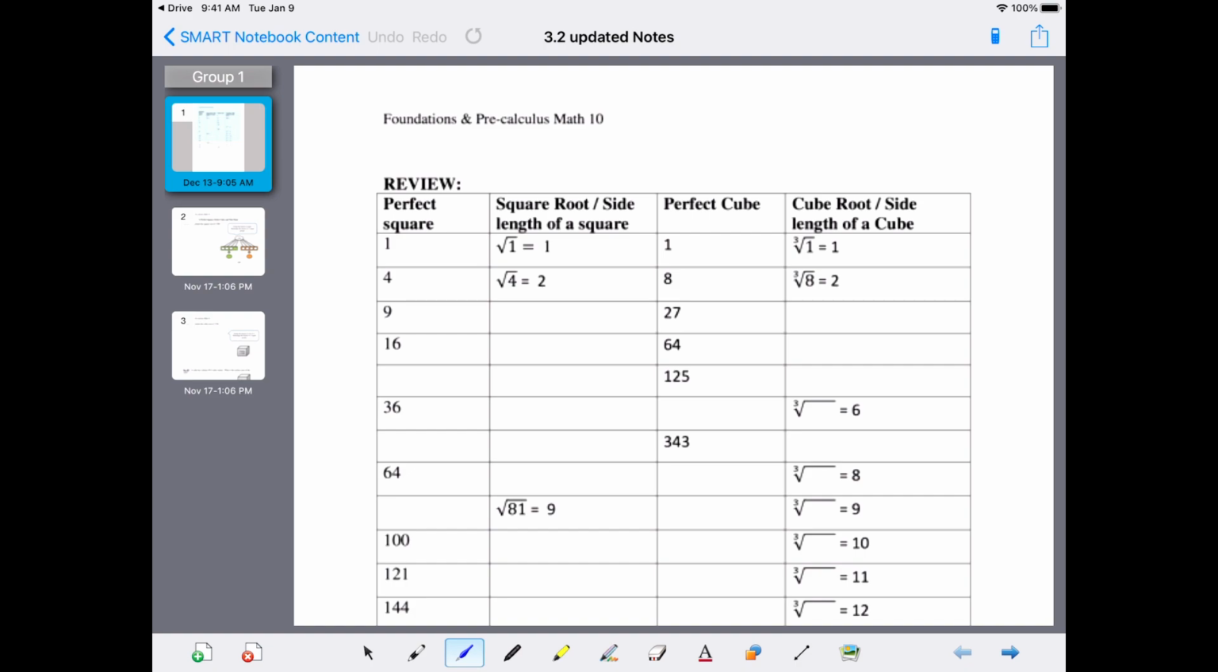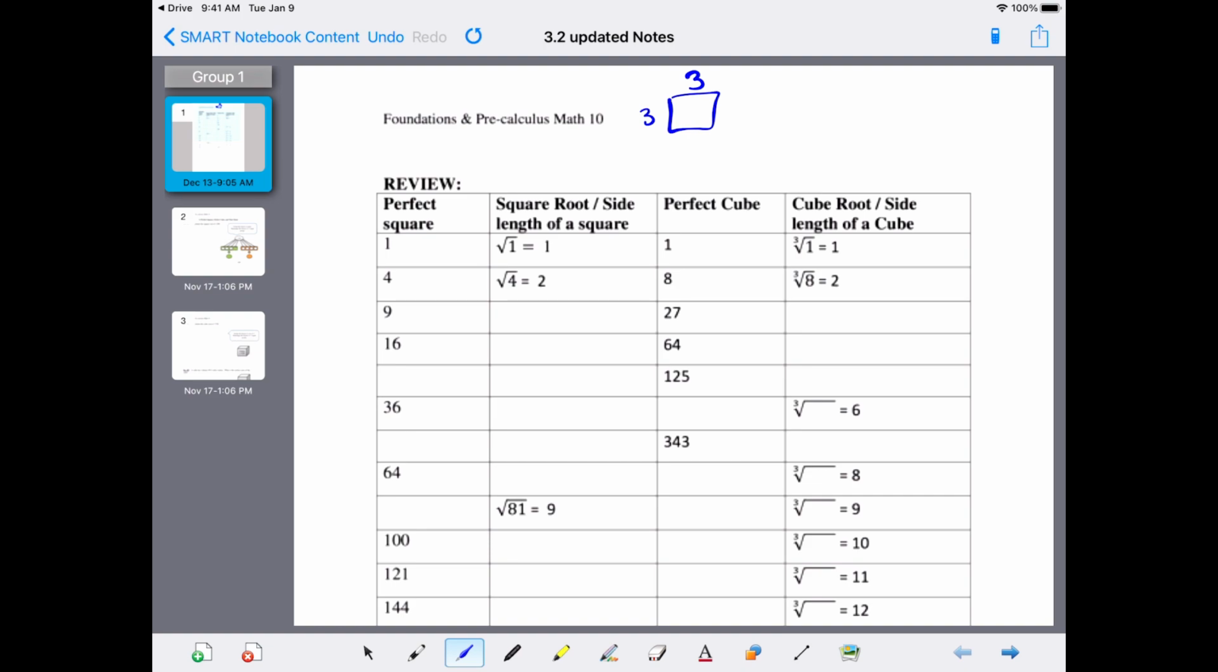A perfect square is just when you have a number that's the result of another number multiplied by itself, and it's just a square, right? So for example, if I had a square, we know the dimensions are the same. So if I had the dimensions of 3 and 3, 3 times 3 is 9. 9 is a perfect square.